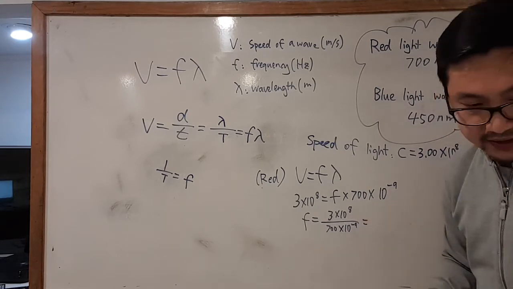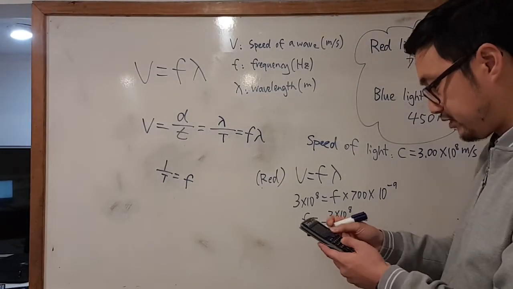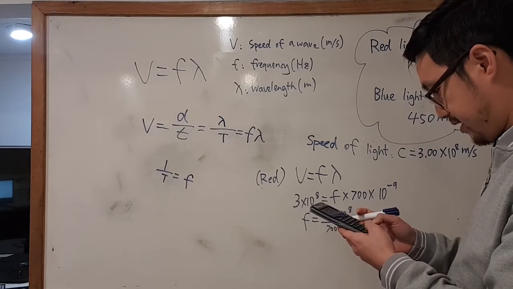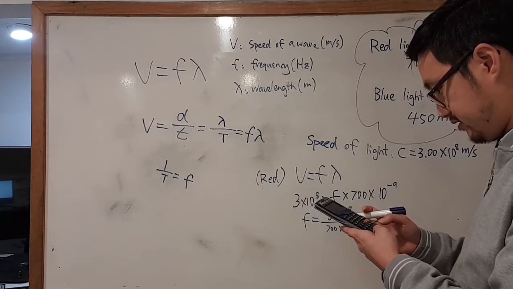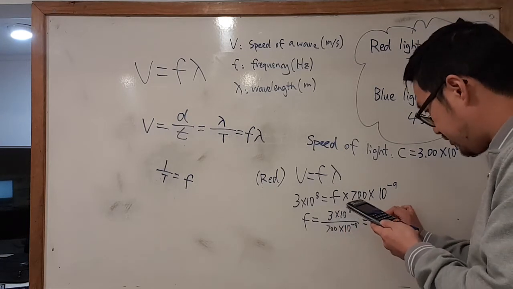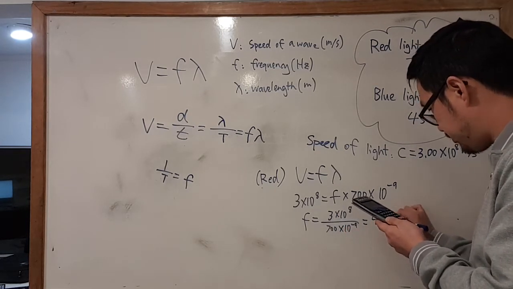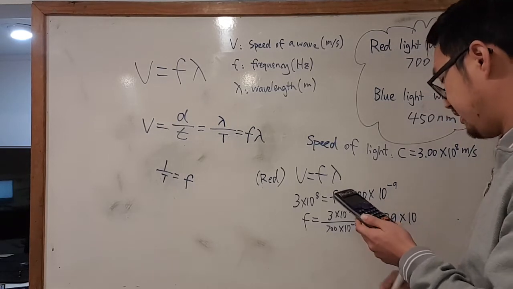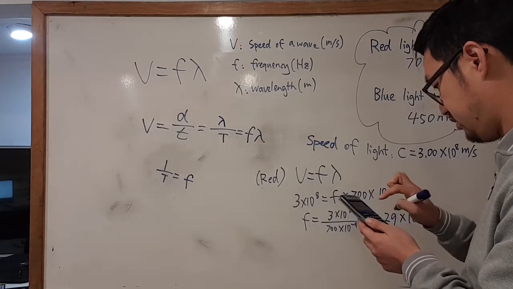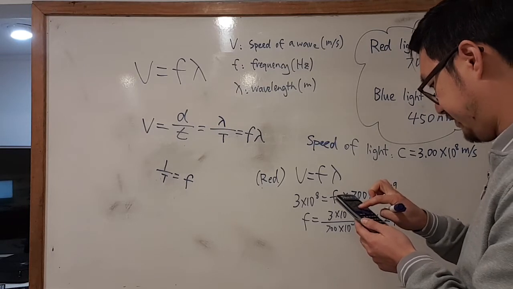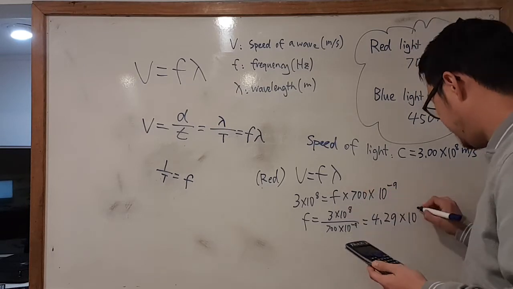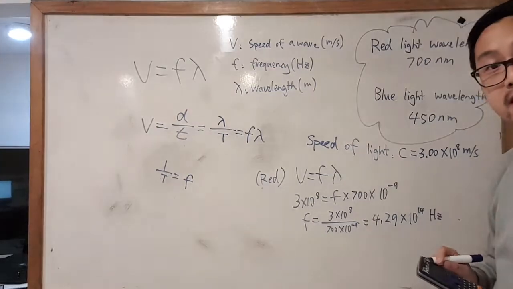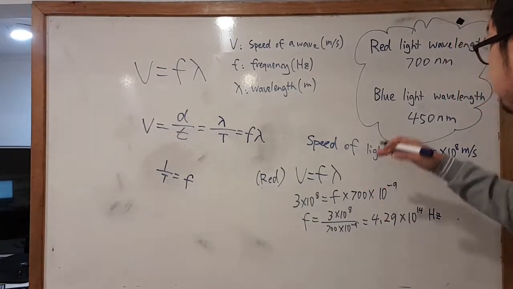And then you can put that in the calculator. So say 3 divided by 700. Okay, so that equals 4.29 times 10 to the power of 14 hertz. Okay? And then I can do the same thing with the blue light.